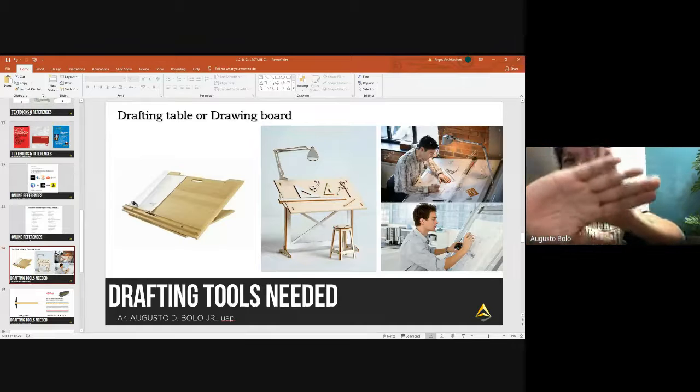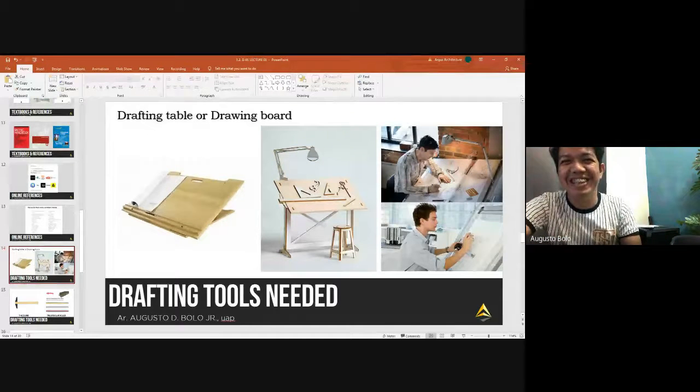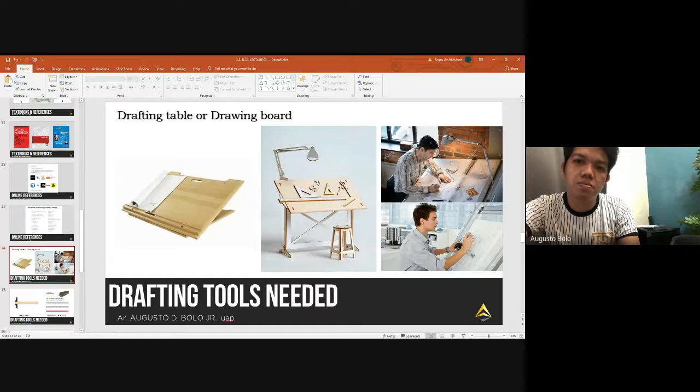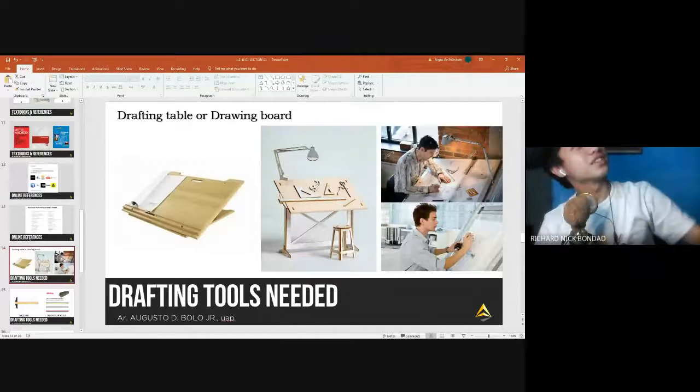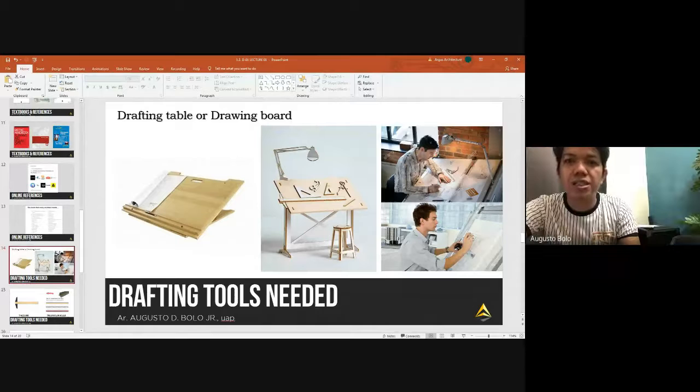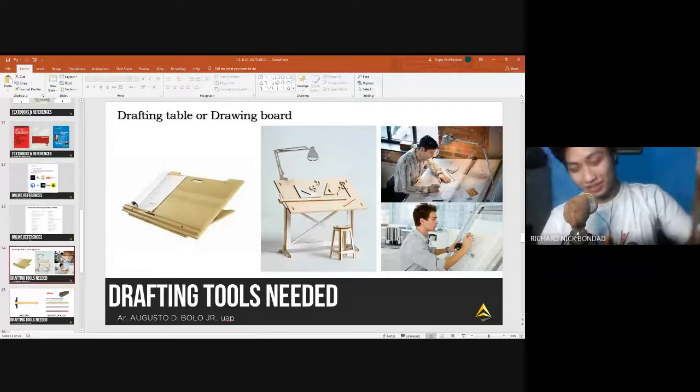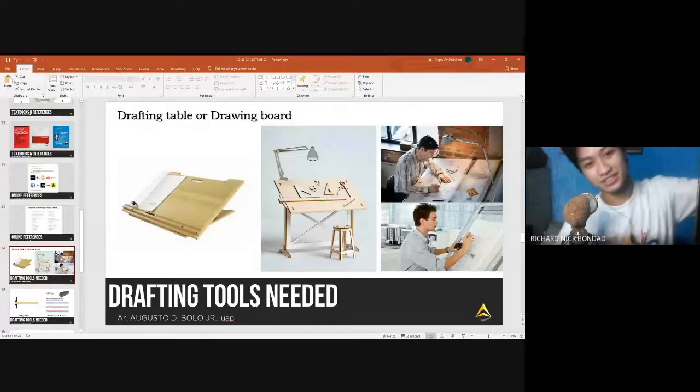Gawin mong ganito, yung parang nag-online sa yan. Ganun. Yan. Oo nga. Okay. Anong brand niya? Fuji po, sir. Fuji. Nandito po, wala. Pero is that 36? 34 po. 34.